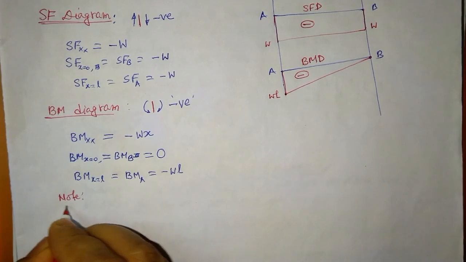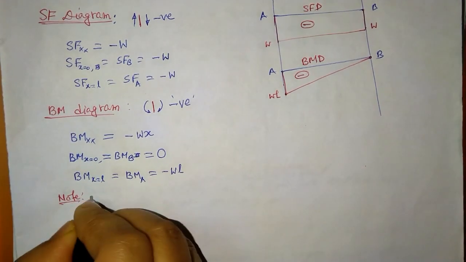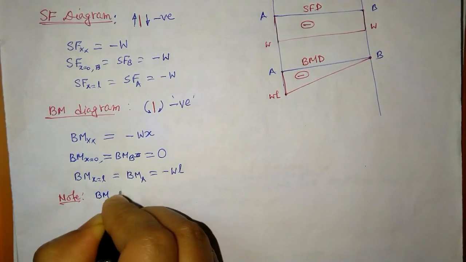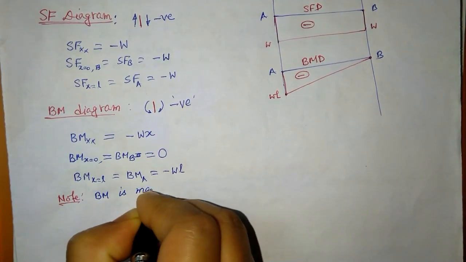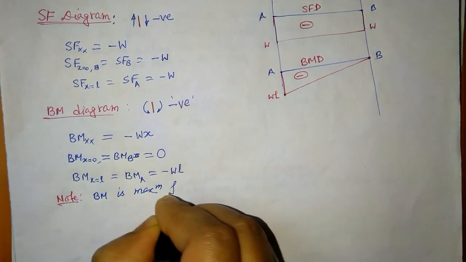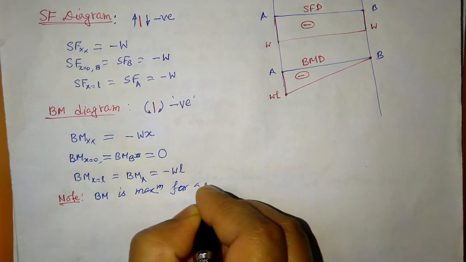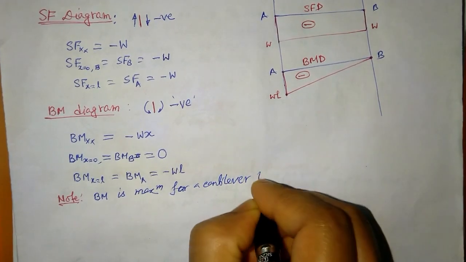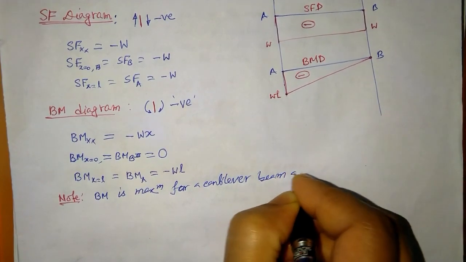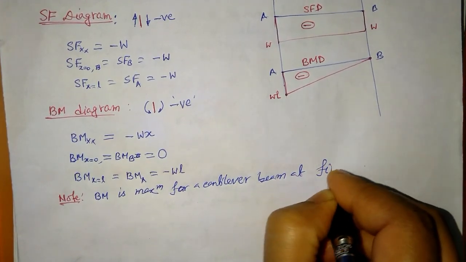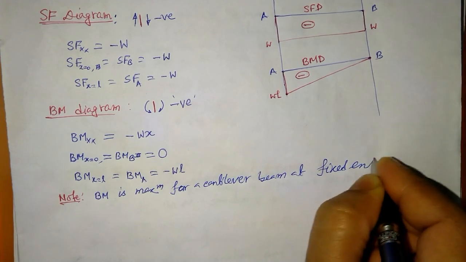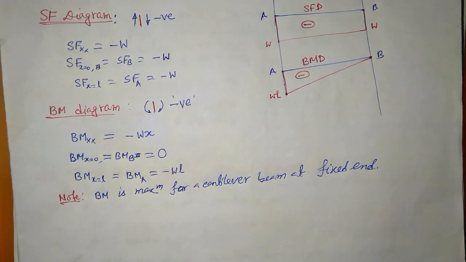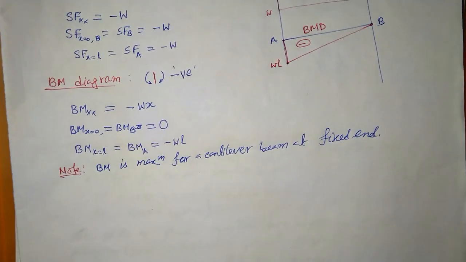Okay, so we can write this as a note, that bending moment is a maximum for a cantilever beam at the fixed end. Okay, so this is our shear force and bending moment diagram for a cantilever beam.